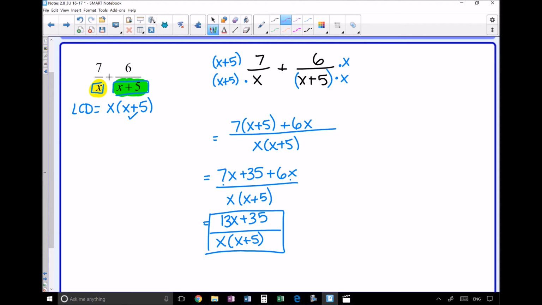Okay, now for my restrictions, I'm going to look at the original problem, and I'm going to set each denominator equal to 0. So I'm going to say x equals 0, and it's already solved. And I'll also say x plus 5 equals 0. Well, when I solve for x, I get x equals -5. So that means that my restrictions are that x can't be 0 or -5 because I get 0 in my denominators here, but x can be anything else.